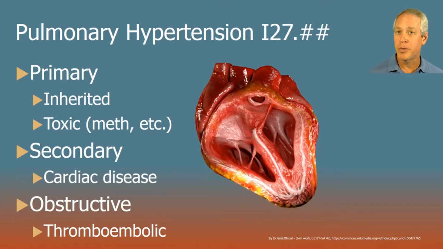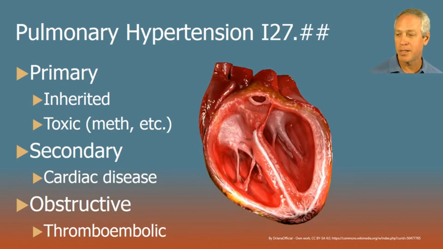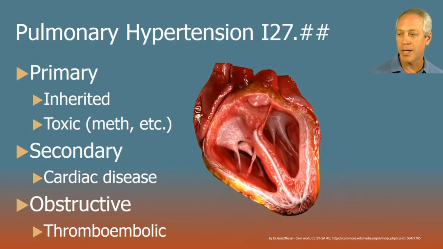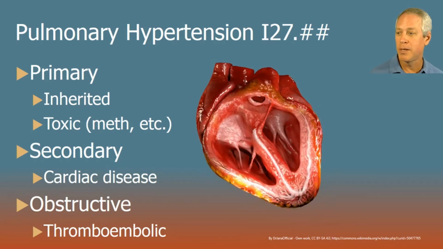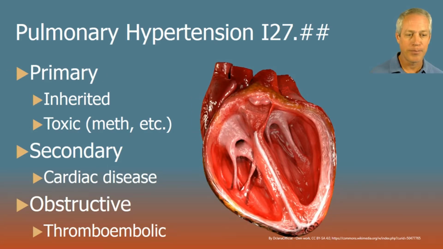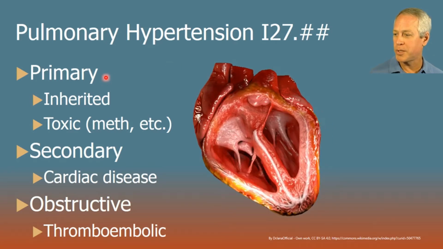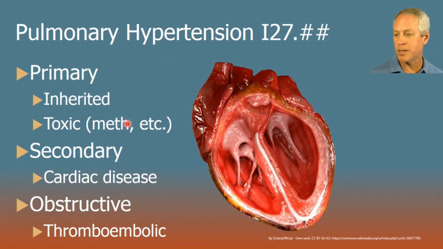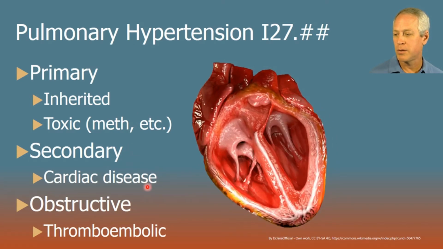Another condition also affecting the pulmonary arteries is pulmonary hypertension, in the I-27 family of ICD-10. And there are a few different types, and there are some new codes in 2018. There are primary pulmonary hypertension, which can be inherited or toxic, and then there is secondary due to cardiac diseases.